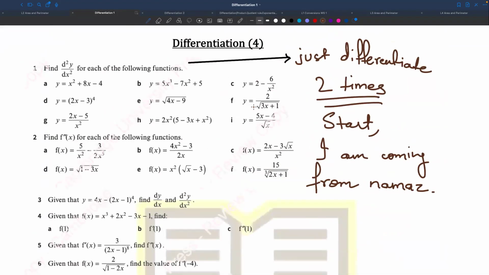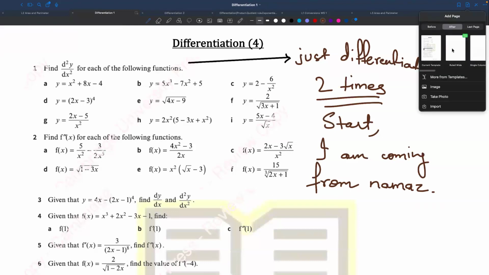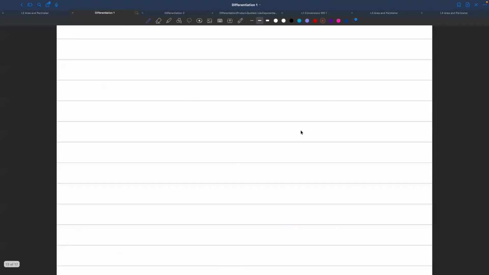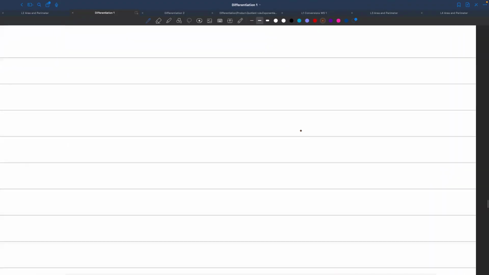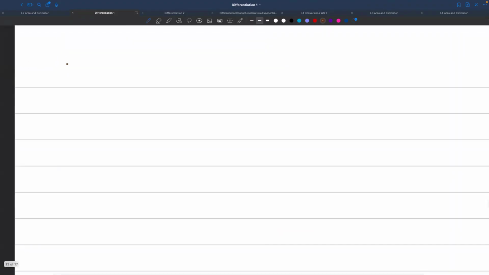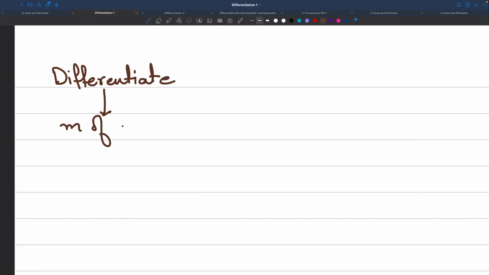Let me tell you this, and then people can carry on, because the next work we do will be related to double differentiation. Look, what we know is that whenever we differentiate, we are trying to find the gradient of the tangent, right?